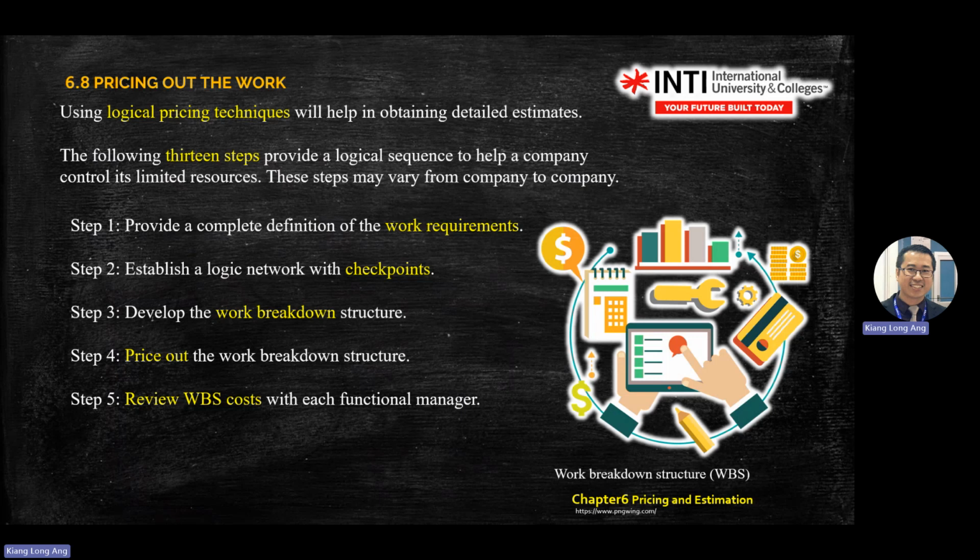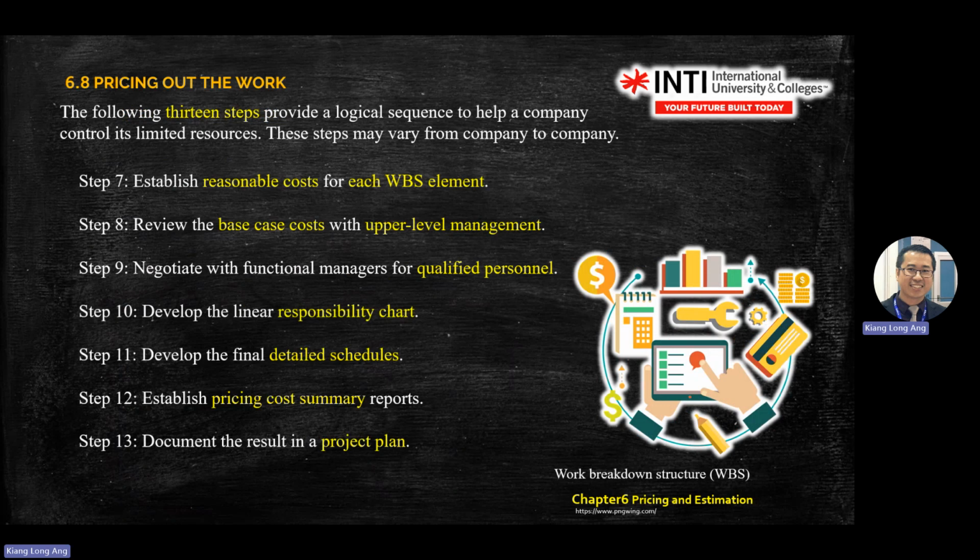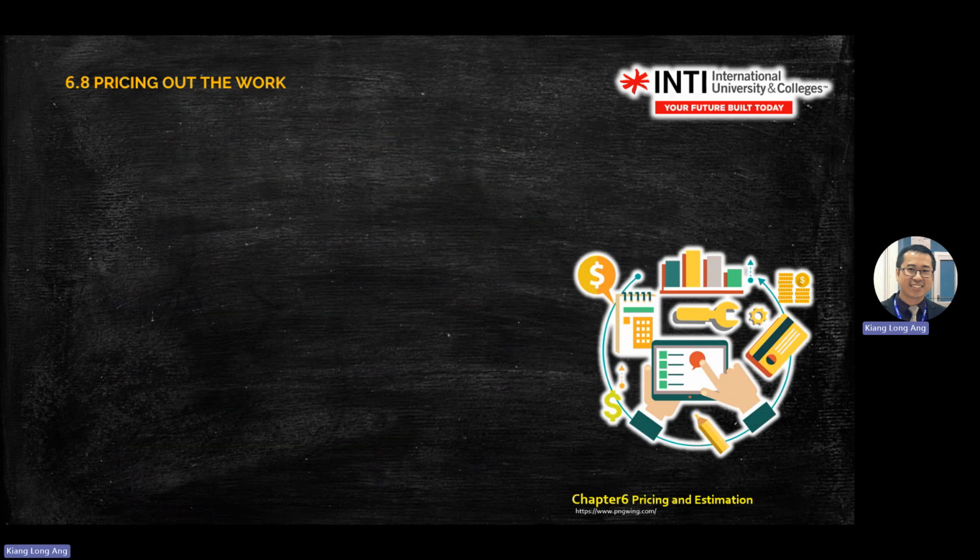If the question asks you, what are the steps to help a company to control its limited resources? The 13 steps, you have to memorize. Each step is 1 mark, so 13 marks, half a question already. But if this one comes out, I'll let you know. But there are 13 steps, so this one you read.